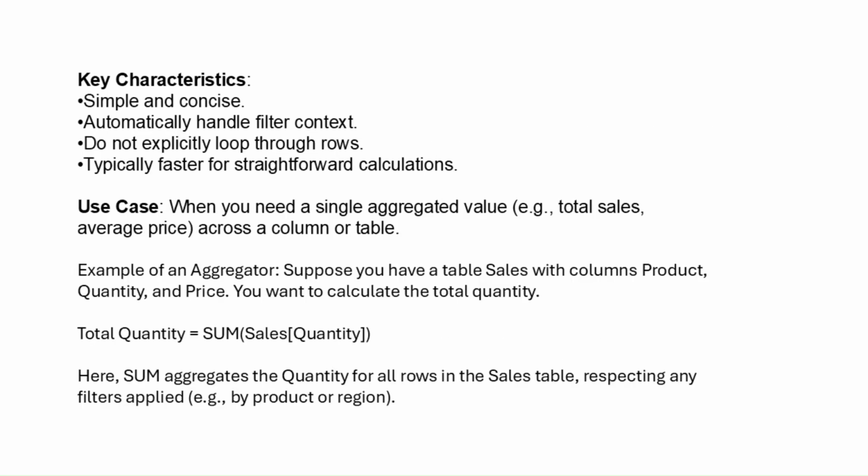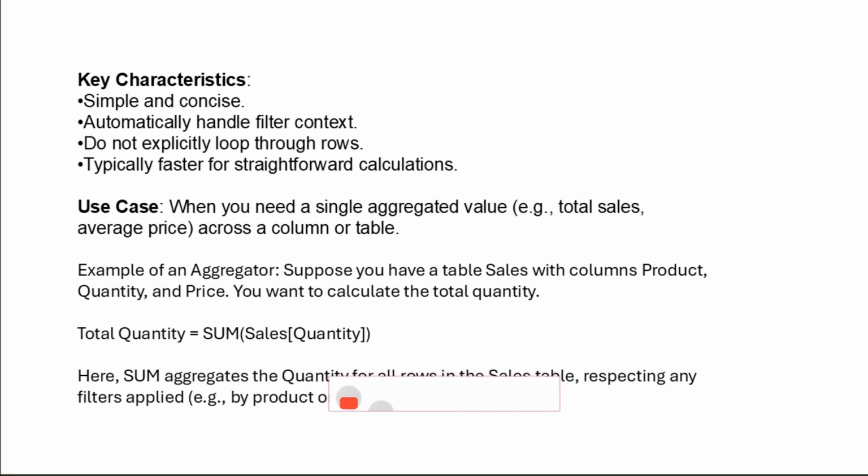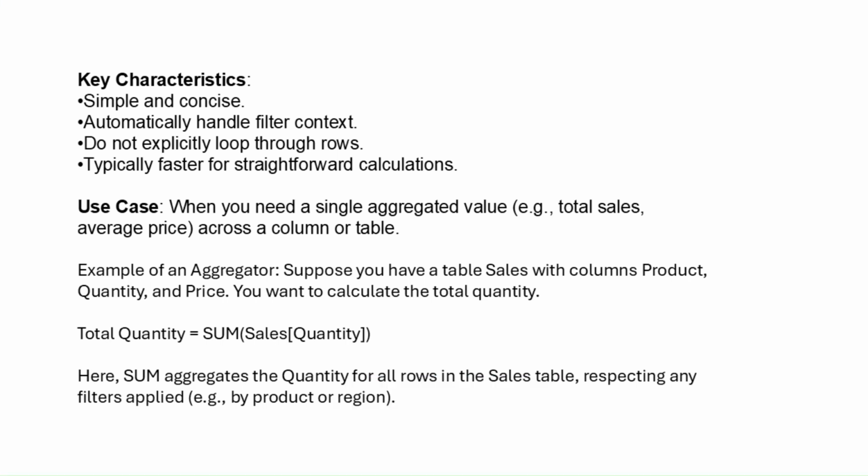Key characteristics: simple and concise. Automatically handle filter context. Do not explicitly loop through rows. Typically faster for straightforward calculations. Use case: when you need a single aggregated value, e.g. total sales, average price, across a column or table.